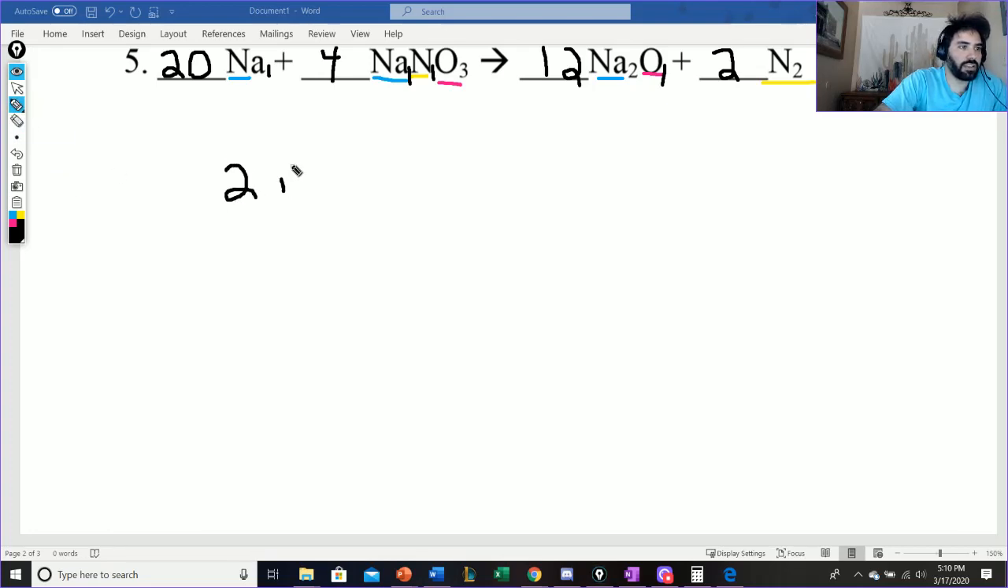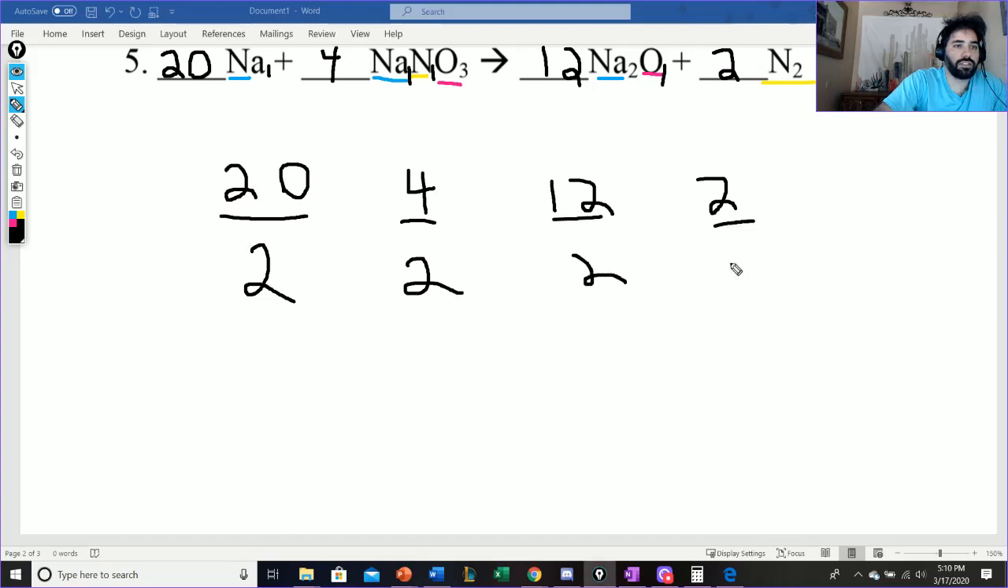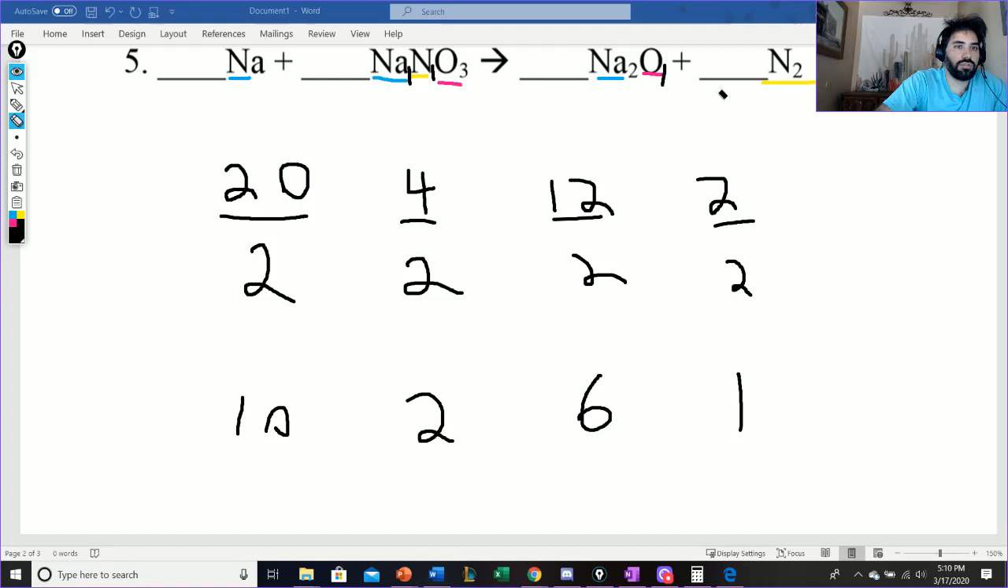Right? I have 20, I have 4, I have 12, and I have 2. What can I divide all of these by to get evenly? I can divide them all by 2. 20 divided by 2, 4 divided by 2, 12 divided by 2, and 2 divided by 2. That'll leave me with 10, 2, 6, and 1. So I'll erase all this. I'll write the coefficients as 10, 2, 6, and 1. And there you have it.